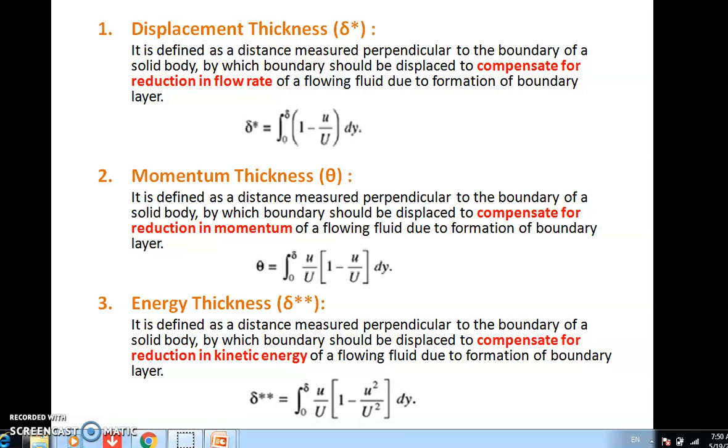Friends, I request all of you to please remember this formula for displacement thickness, momentum thickness and energy thickness, because in the exam you are having one numerical to calculate all these terms for boundary layer theory. So let us see some numericals based on these three thicknesses.